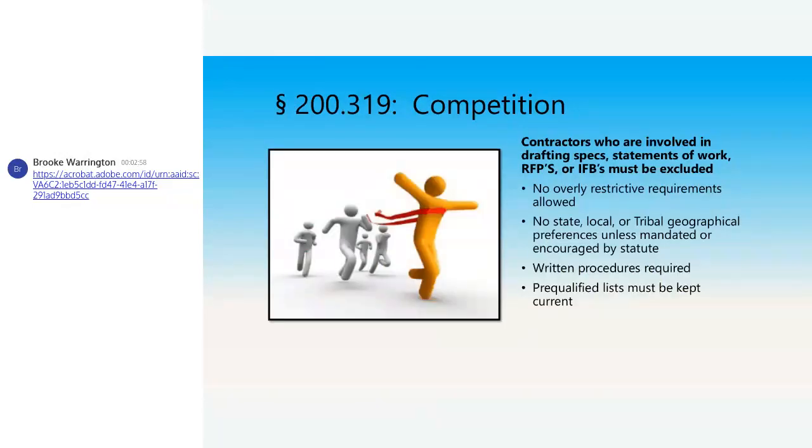Competition: contractors who are involved in any part of drafting your specs, your statement of work, or making your RFP or your IFBs have to be excluded. No overly restrictive requirements are allowed. No state, local, or tribal geographic preferences unless mandated or encouraged by statute. Written procedures are required, and pre-qualified lists have to be kept current. You can't use a list that's 10 years old, okay? You have to find out if they're even in business.